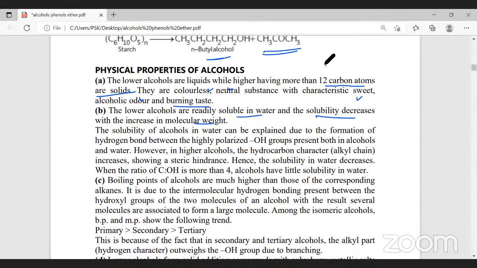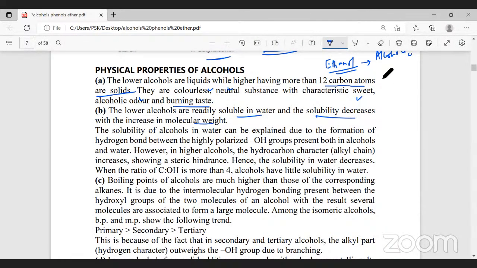Now, ethanol is the alcohol which is used to prepare alcoholic beverages. So whatever alcohol people drink, it is all made of ethanol. No other alcohol is fit to drink. Only ethanol is fit to drink. This ethanol is soluble in water.